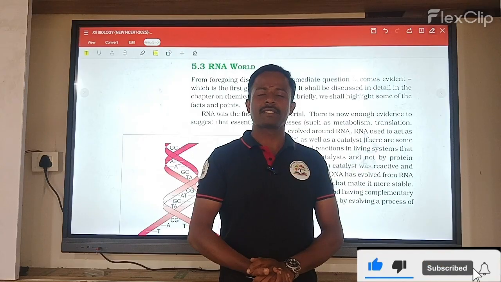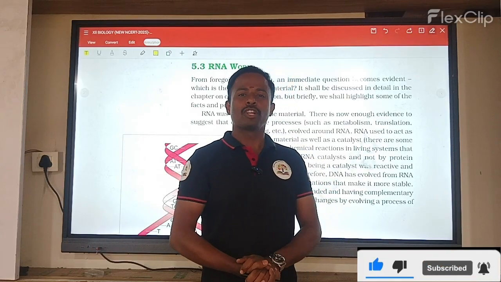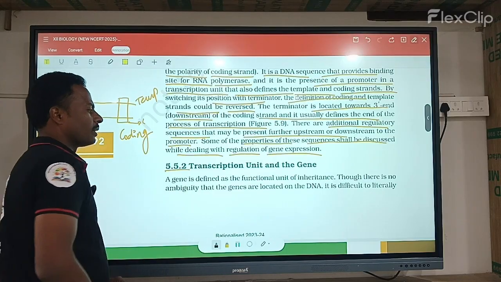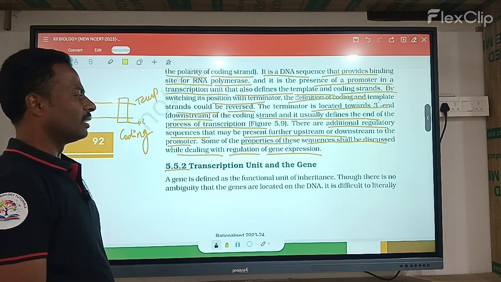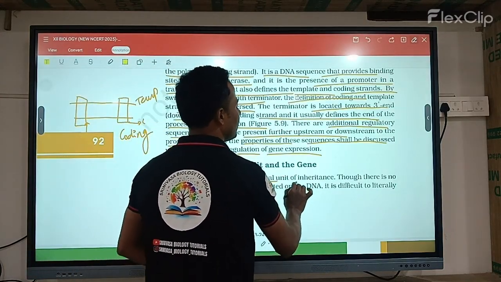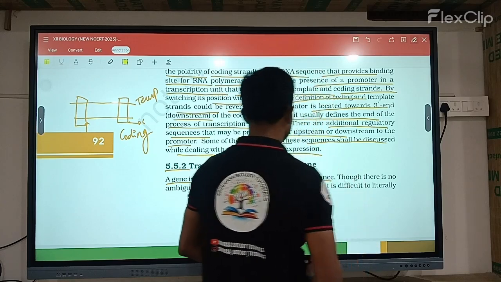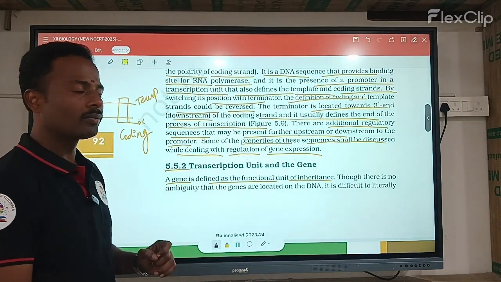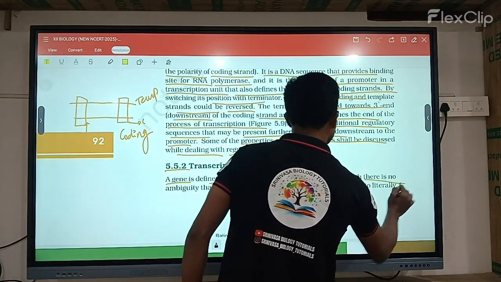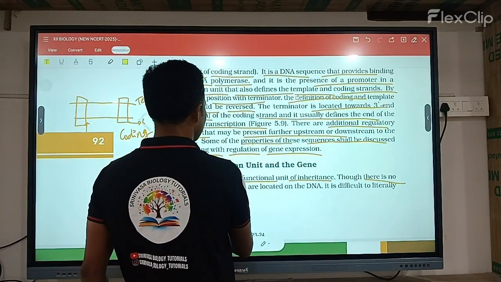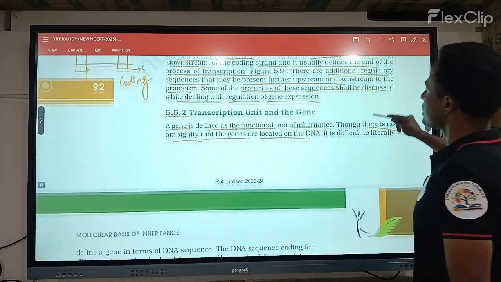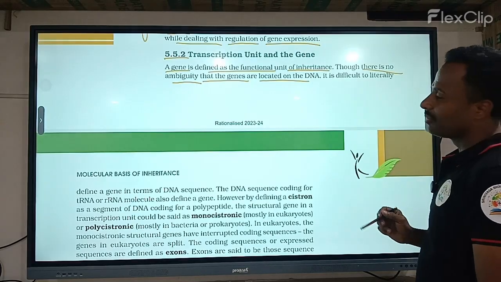In this session we discuss NCERT Class 12th Molecular Basis of Inheritance Part 9: the transcription unit and the gene. A gene is defined as the functional unit of inheritance. A gene is a part of the unit of inheritance of characters. There is no ambiguity that a gene is located on the DNA. Genes are present in a locality of the DNA.